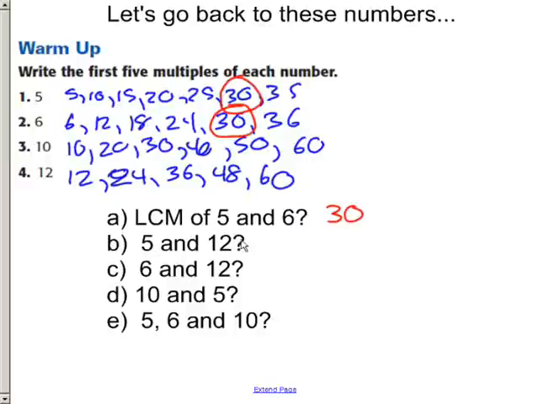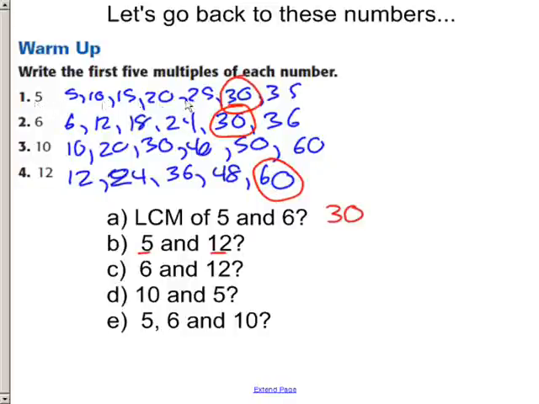All right, let's try 5 and 12. Again, my shortcut is I'm going to just look at the multiples of the larger number. So let's count by 12s until I know that 5 goes into that as well. So 12, nope, 5 doesn't go into 12. 24, no. 36, no. 48, no. 60, yes, that ends in a 5 or a 0.